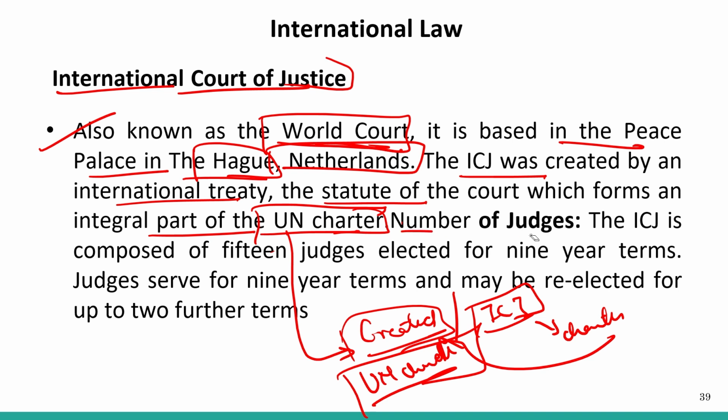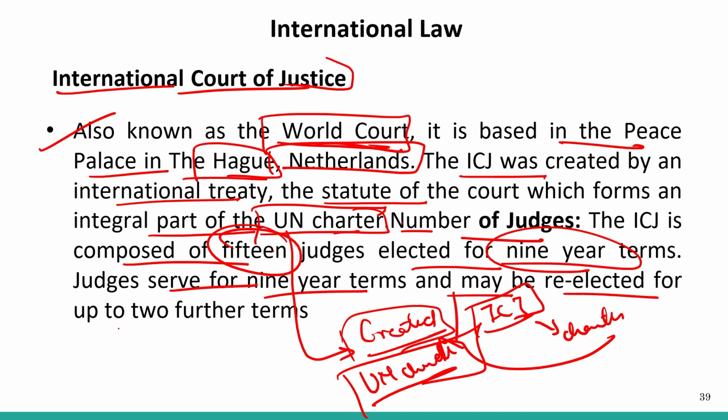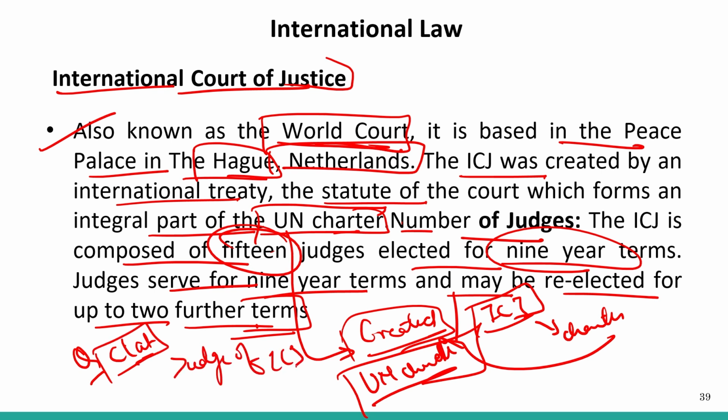Now, moving forward, the ICJ is composed of 15 judges, elected for a period of 9 years. So tenure 9 years, composition 15 judges. Judges serve for 9-year terms and may be re-elected for up to 2 further terms. There was a question put up in the CLAT examination: what is the maximum time period a judge of ICJ can work? The answer will still be 9 years. The students got confused because when they studied that it can be re-elected up to 2 further terms, they thought that it will be 9 plus 9 plus 9.